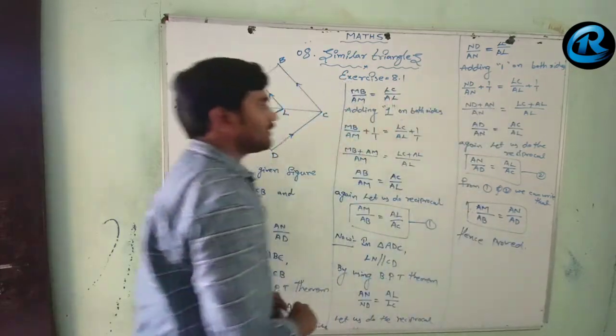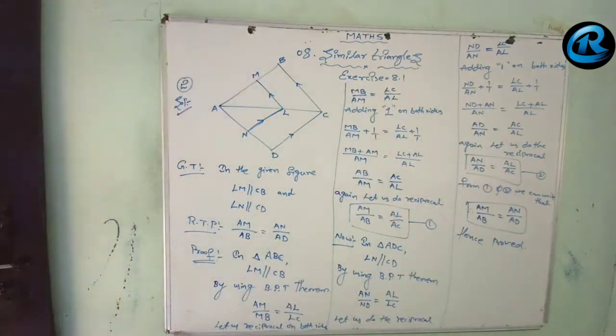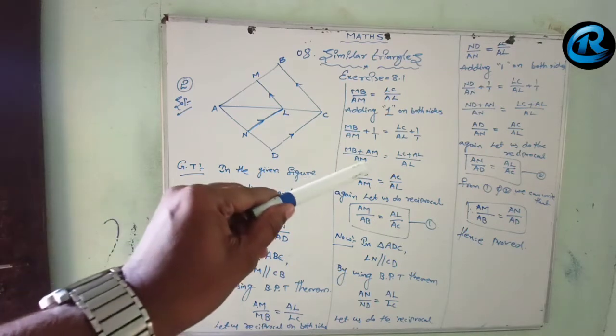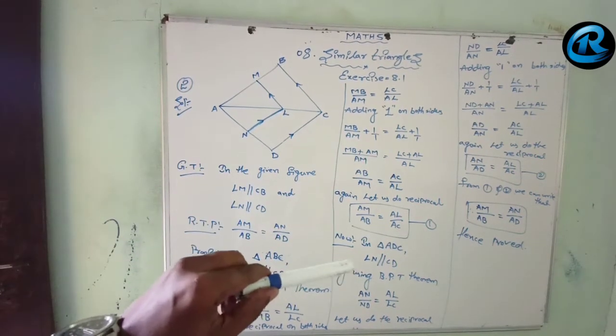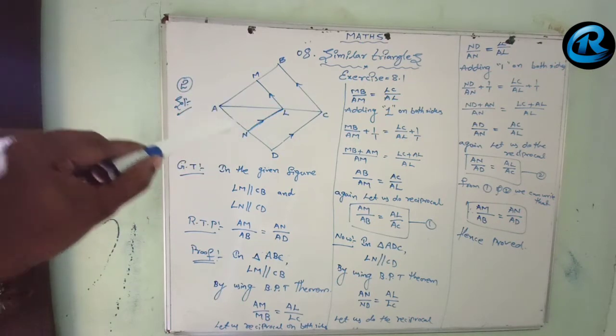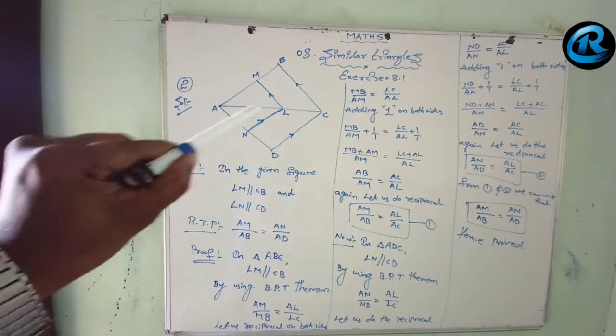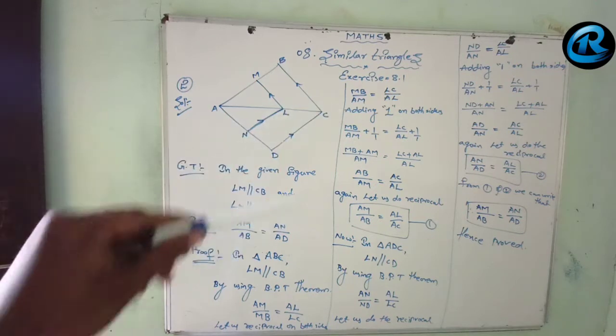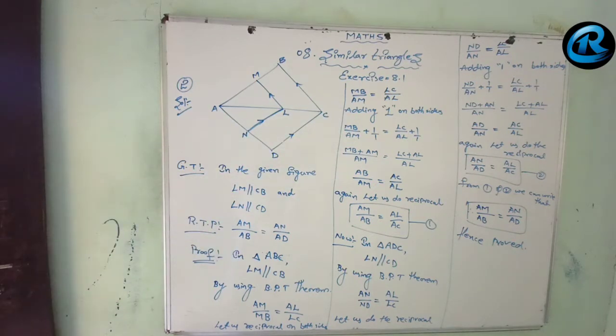See, that is very simple. By using the BPT theorem, doing the reciprocal and adding 1 on both sides, we get the first one as AM by AB equal to AL by AC. Then by doing the same thing for triangle ADC, we get AN by AD equal to AL by AC. So by comparing equation number 1 and 2, we get what was required to prove.